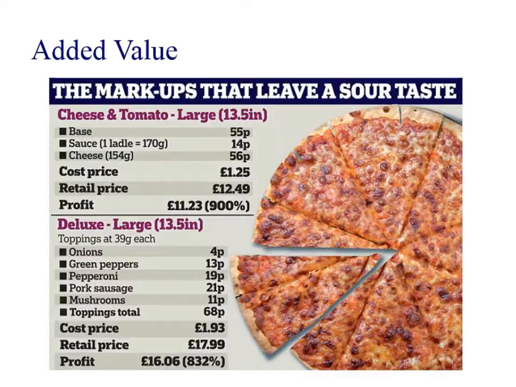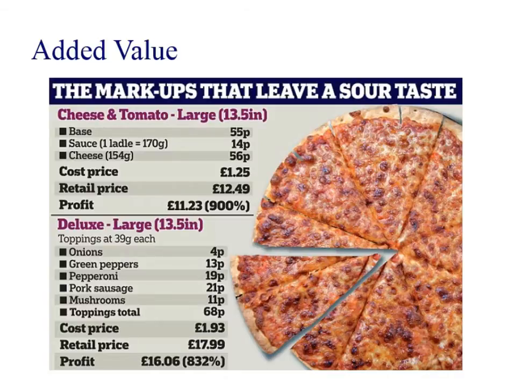And this is quite an interesting article from a few years ago, looking at pizzas and the profit margins, but we could call it the added value that you get from the pizzas. Just looking at the raw materials purely, we can see that it costs £1.25 to make this cheese and tomato large pizza, and they're selling it for £12.49. So the added value, as long as the labour didn't cost anything, was £11.23.